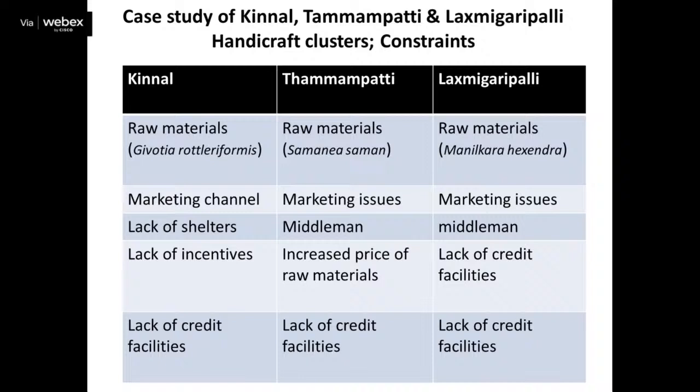And in the Kadamampatti handicraft cluster, they were using Semenya salmon as a traditional species, but it is also not available in extensive amount. Similarly, in the Lakshmigiri Palli handicraft cluster, the artisans were using Manika hexandra, but that traditional species is also not available in those handicraft clusters. Marketing issues, such as marketing channel, lack of shelters, middleman involvement, and the lack of incentives for the artisans, and the increased price of the raw materials are also problems of all these clusters.